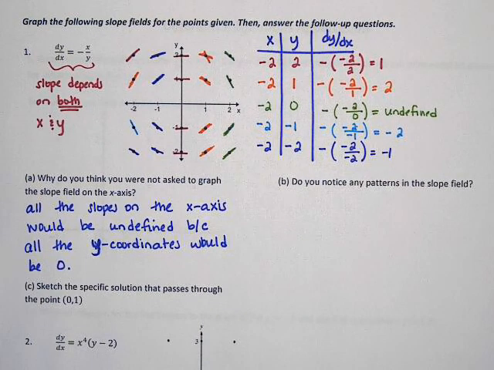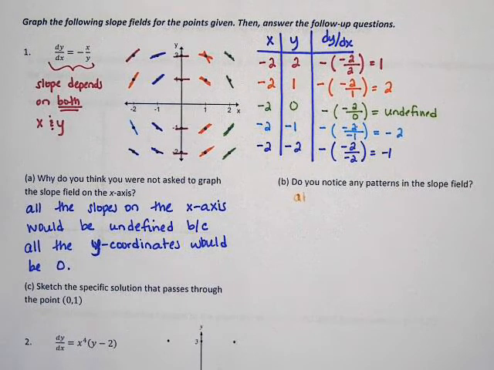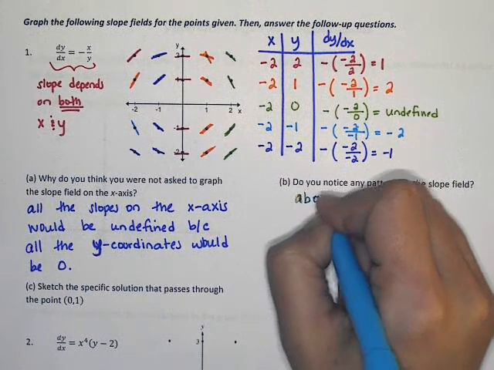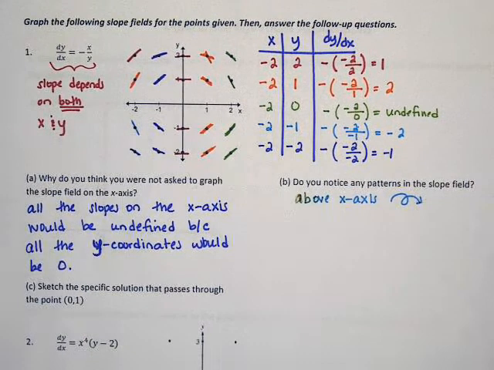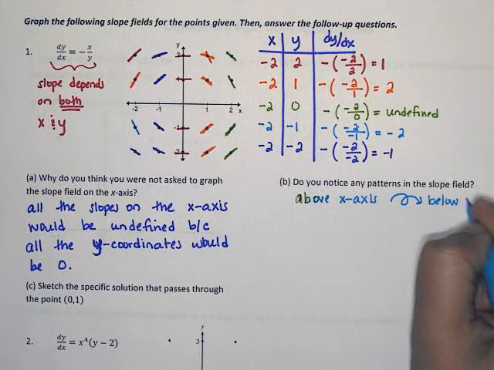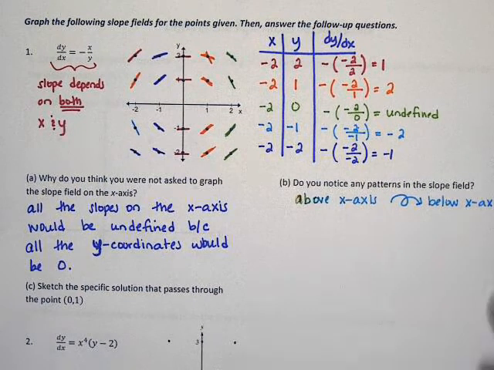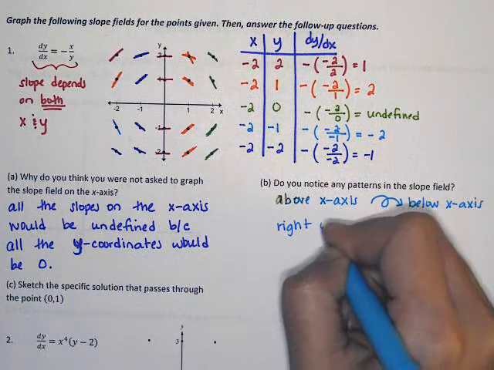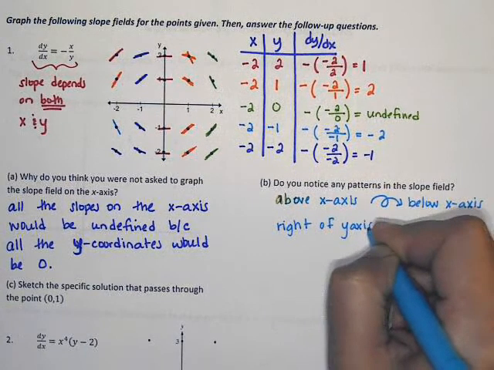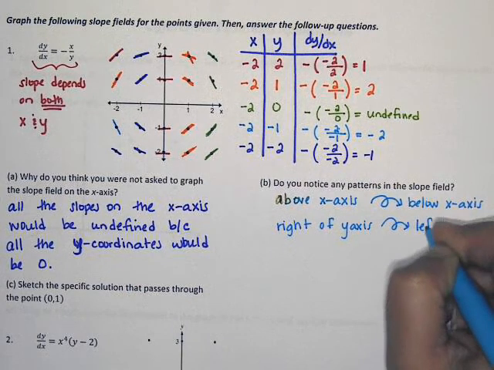Part B, do you notice any patterns? Well, I noticed for me, for example, that the above, that marker is the worst. Just kidding. Let's try another one. Above the x-axis is just the reflection, I'm going to draw a little squiggle, of the below the x-axis. Now, it doesn't always work that way, but there are always patterns to look for, and that's an example of one of those patterns. I also noticed that to the right of the y-axis is just a reflection of what's on the left.